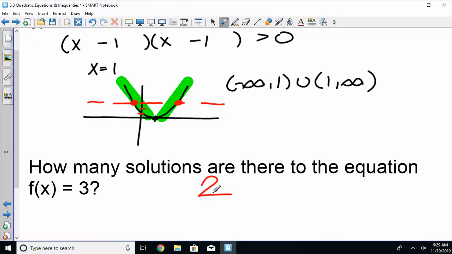How many solutions would there be to the equation f of x equals 0? 1. What if I said f of x equals negative 1? 0. Okay. Is this good for everybody?